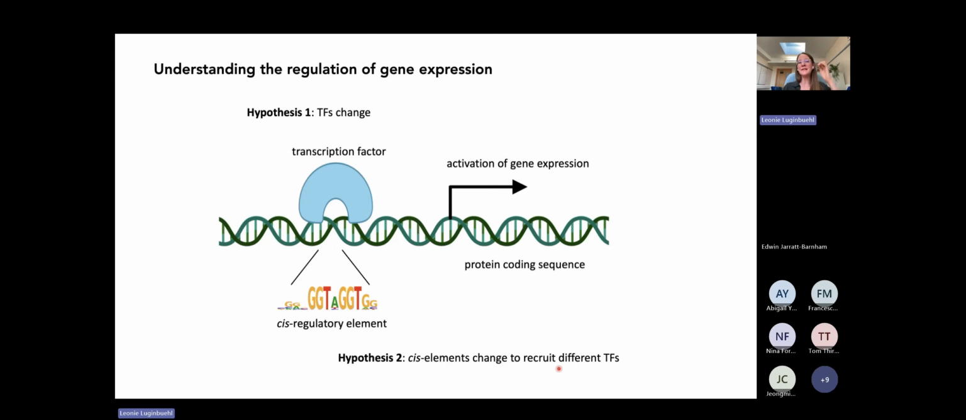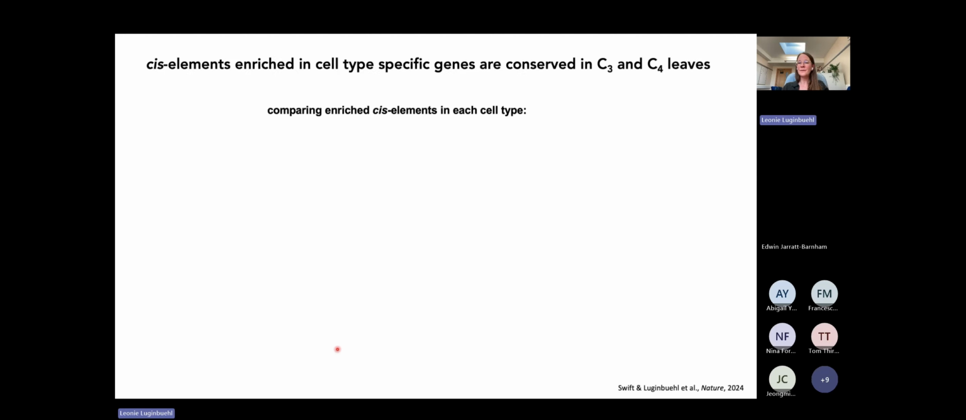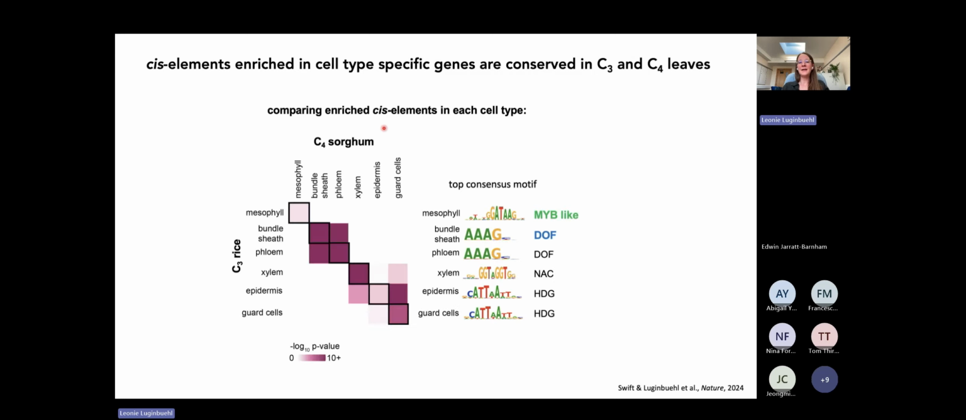So we looked at these possibilities and looked specifically at the cis elements that are present or accessible and enriched in each cell type of rice and sorghum. And then we compared which cis elements are active in each cell type. And when we do that, similar to before, we can see that there's actually quite a good conservation between rice and sorghum. So for example, in the mesophyll, we see this particular cis element being enriched in the mesophyll-specific genes in both species. And this sequence is bound by MIB-like transcription factors.